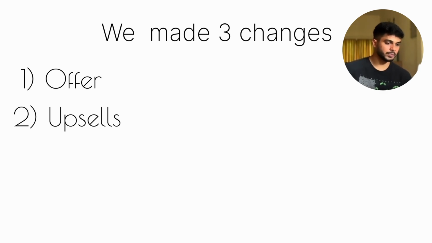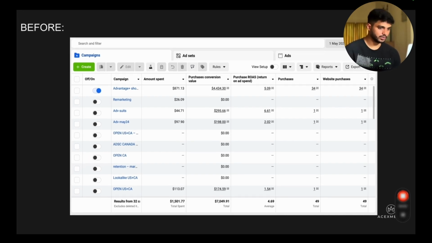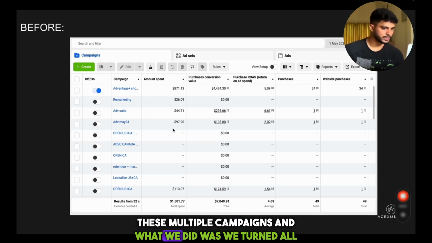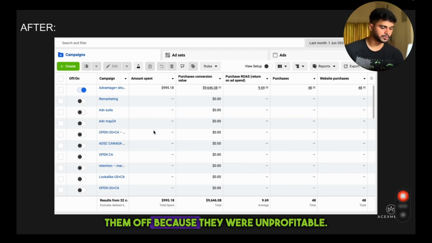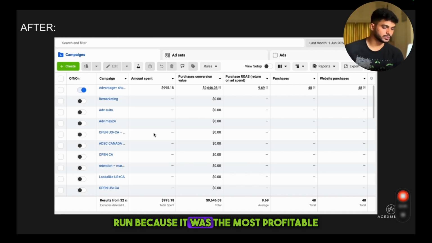And the last change we made was introducing retention marketing. So let's just go back to the ads account. Now, before, what they used to do was they were running all of these multiple campaigns, and what we did was we turned all of them off because they were unprofitable. We let the advantage shopping campaign run because it was the most profitable one.